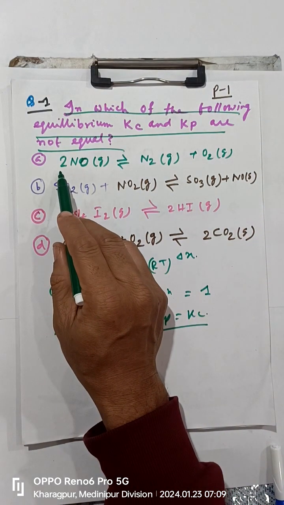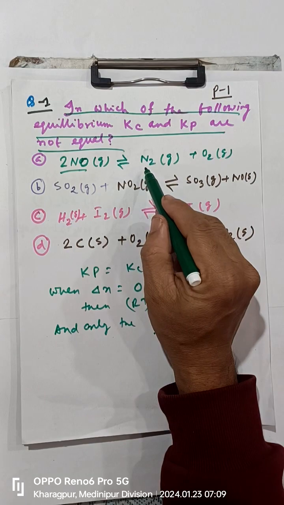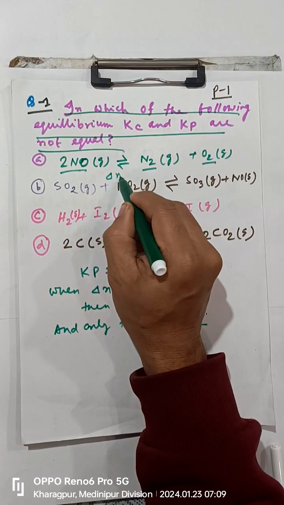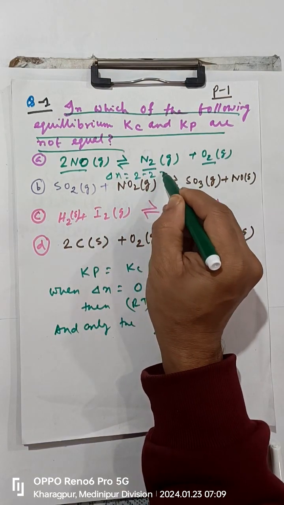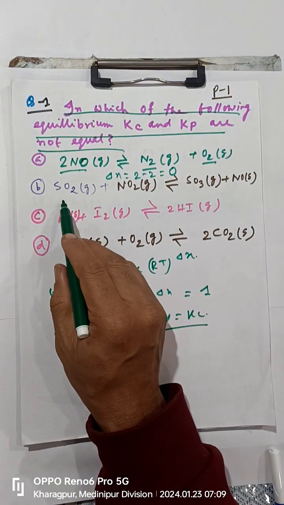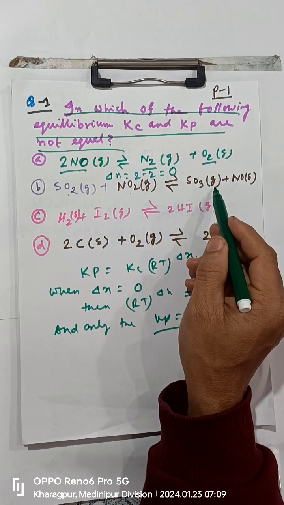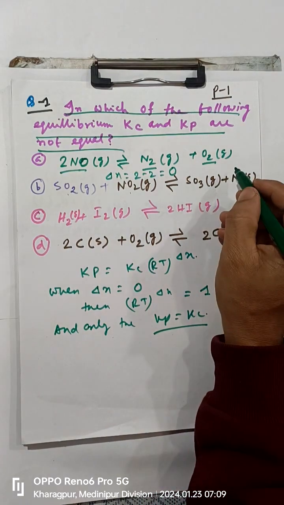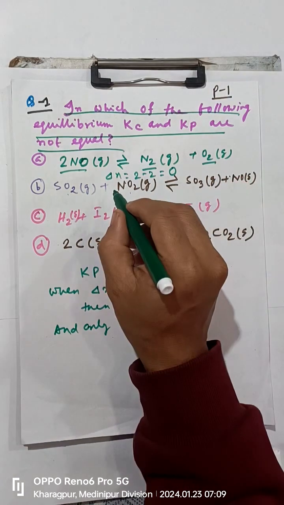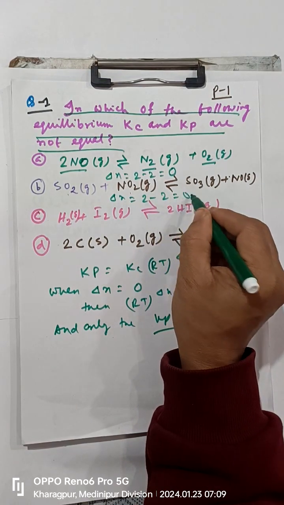In the first reaction, 2 moles of nitric oxide, 2NO, will decompose to form 1 mole of nitrogen and 1 mole of oxygen. So here delta N is equal to 2 minus 2, which is 0. In the second reaction, SO2 plus NO2 will combine to form SO3 plus NO. Here also delta N is equal to 2 minus 2, which is 0.